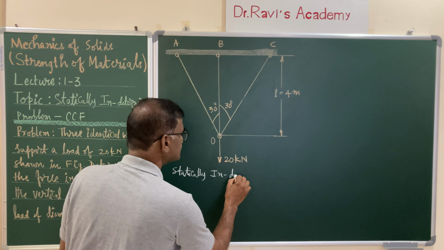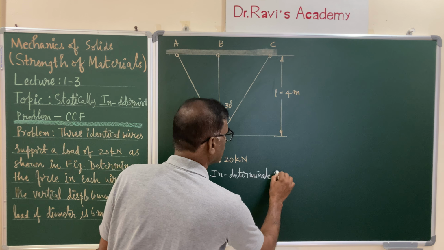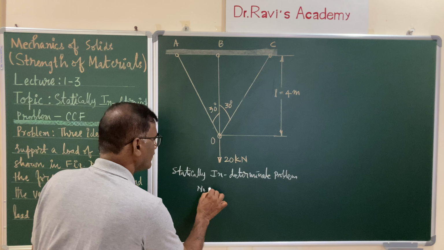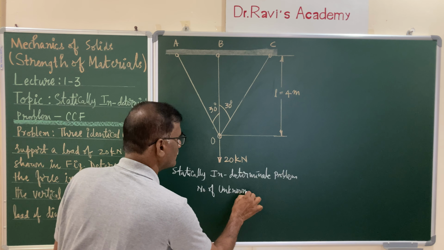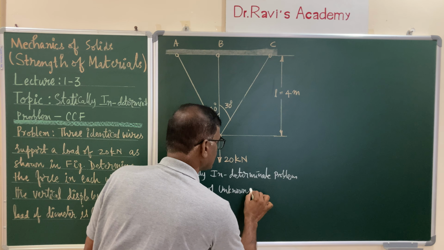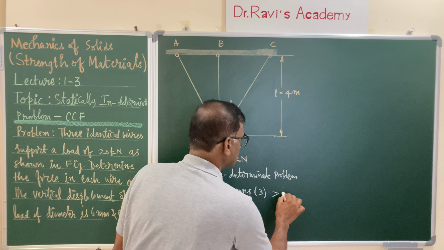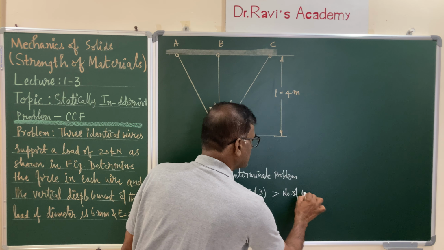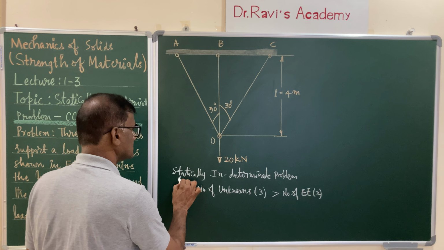indeterminate problem, because the number of unknowns, here it is T1, T2, T3. So you have three. Number of unknowns are three, which are greater than the number of equations of equilibrium, that is 2. And the conclusion is statically indeterminate problem.